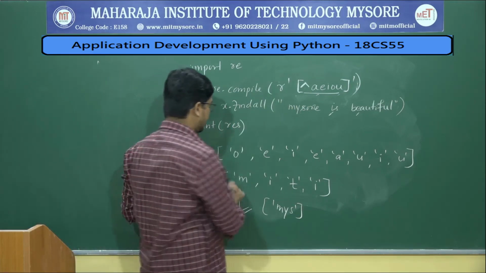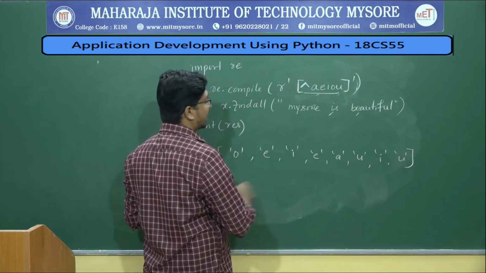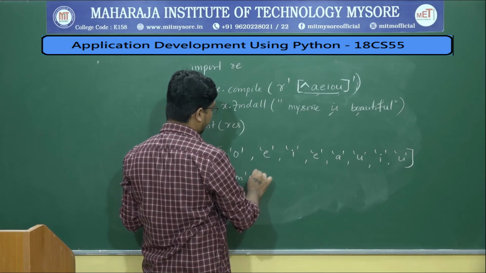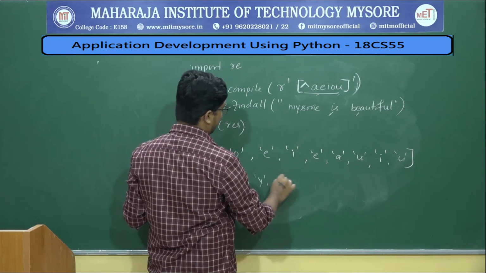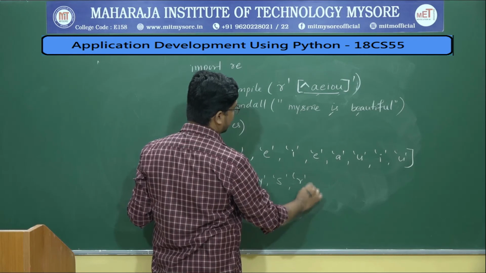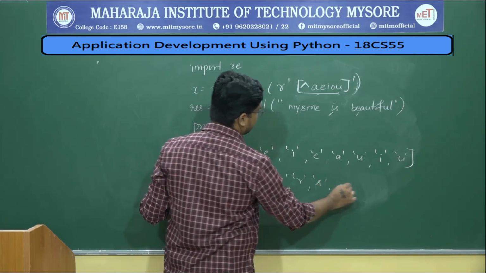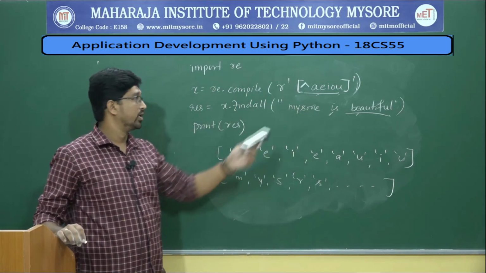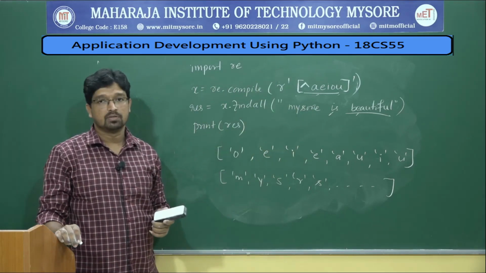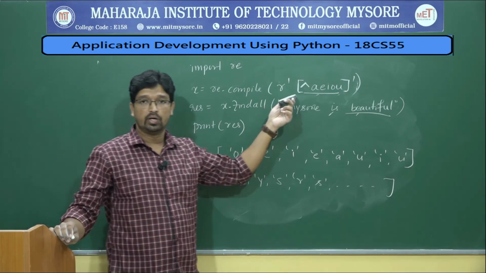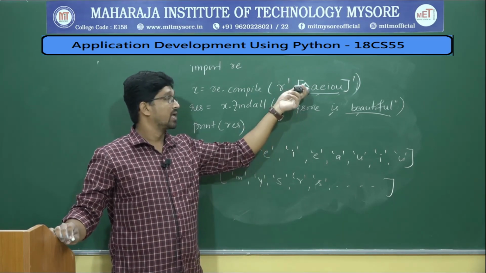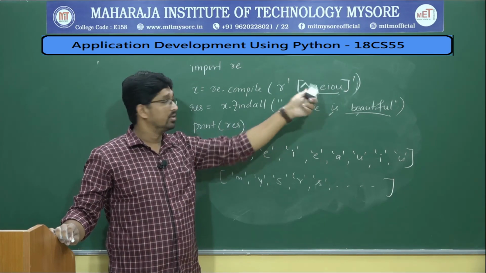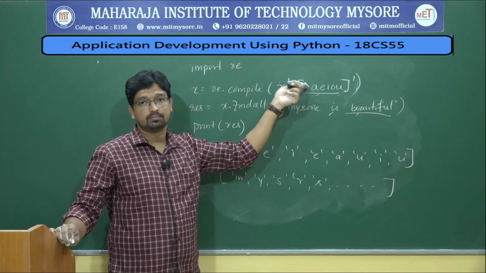Then what is the output? Your output will be all the characters except A, E, I, O, U. You will get M as a result, Y as a result, then S, R, S, one more S as a result, and so on. So you will get all the characters which are not there in A, E, I, O, U. That is where we use the caret symbol. Okay, did you get it? So this caret symbol at the beginning in a character set, in square brackets, is treated as a not.